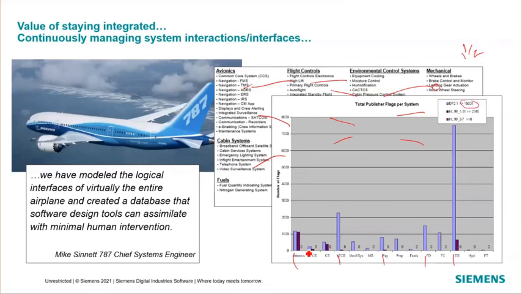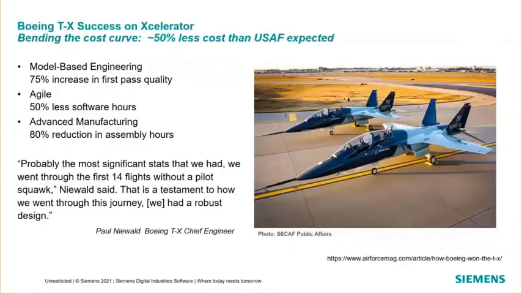What you see here below with all the zeros is 787. The 787 delivered 0 squawks on first flight because they were continuously integrated. A more modern version of this is the Boeing TX example. You can see here the quote from their program chief engineer: first 14 flights without a pilot squawk.